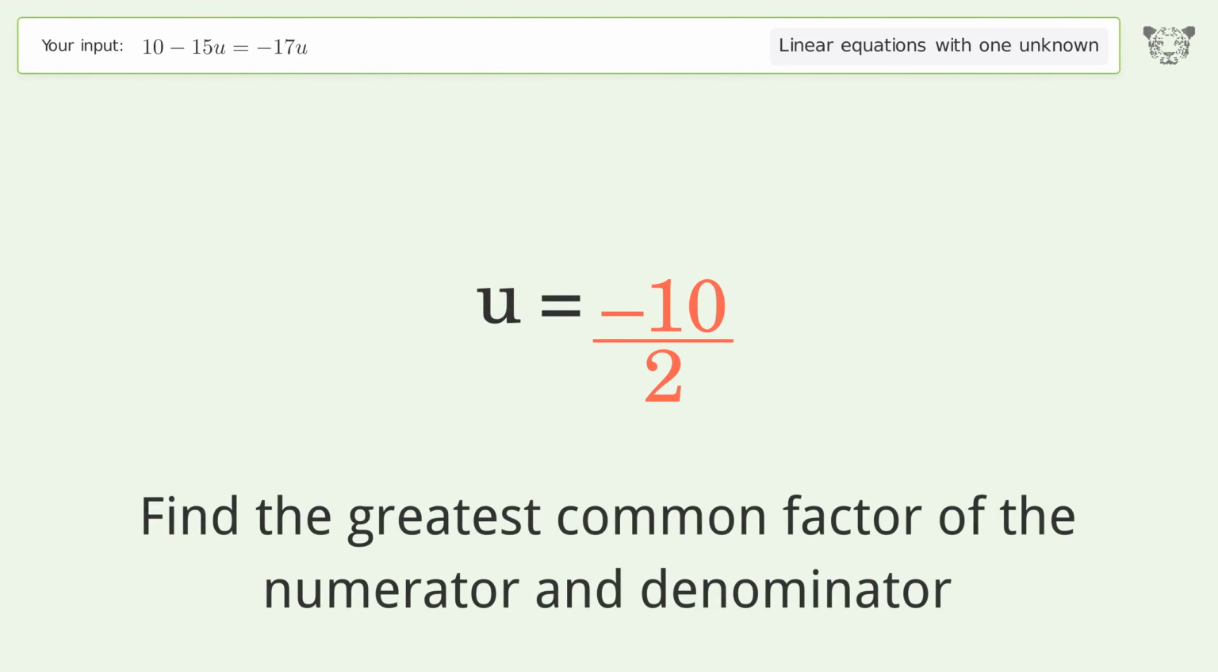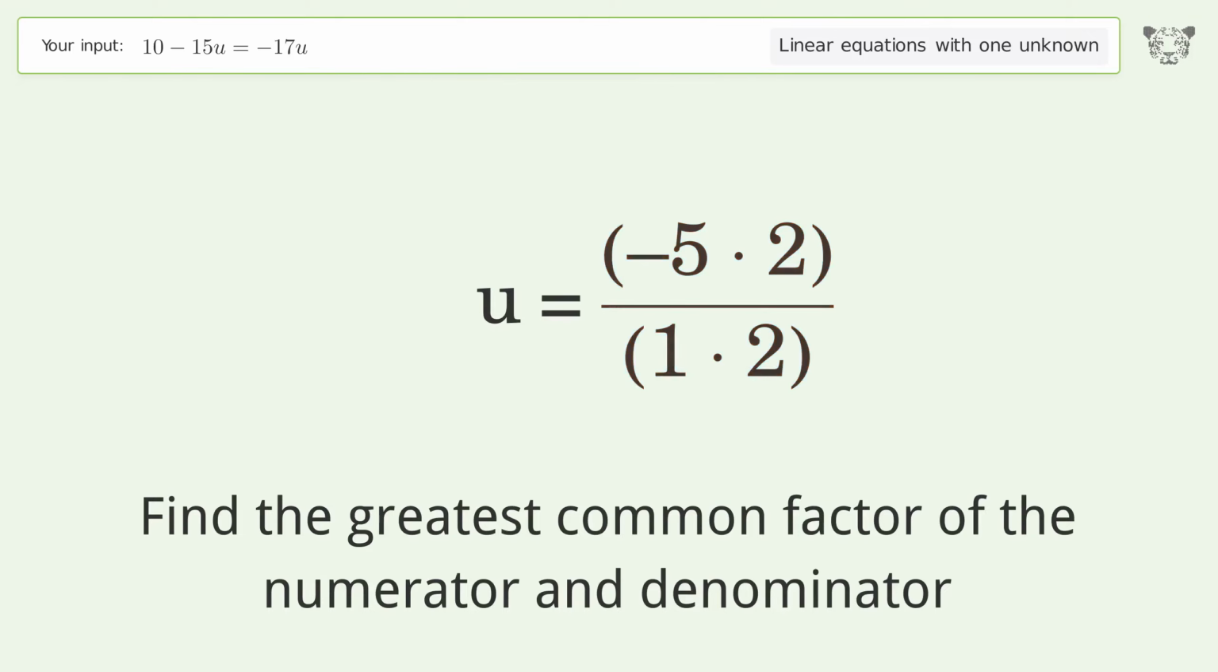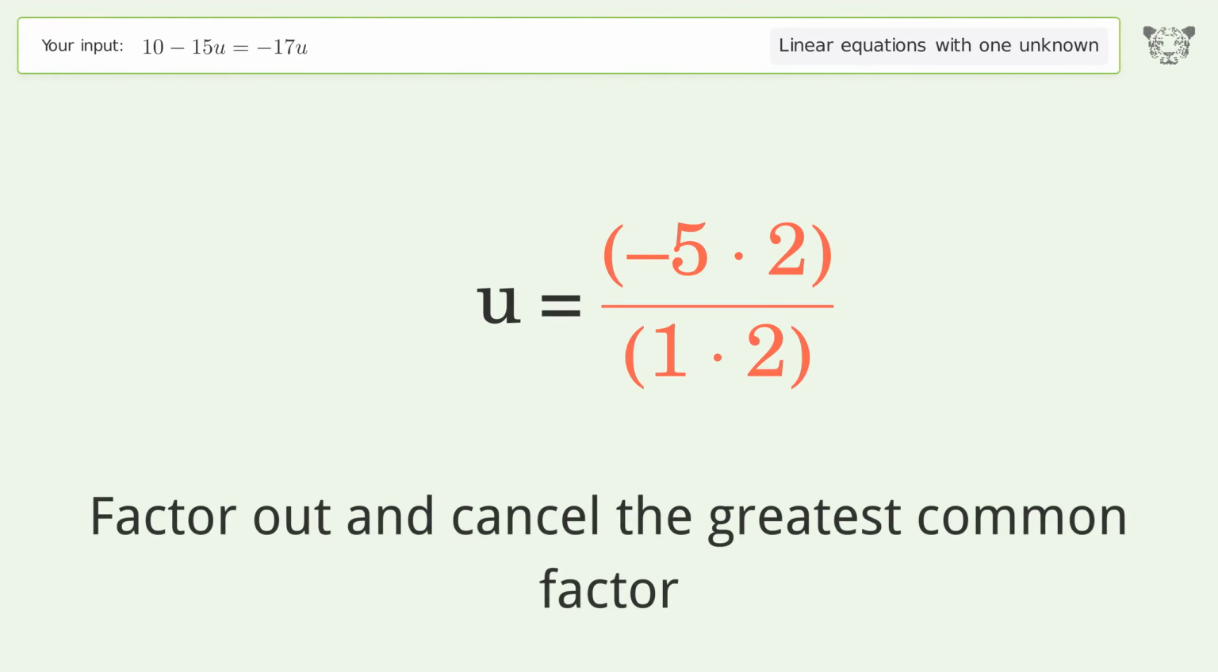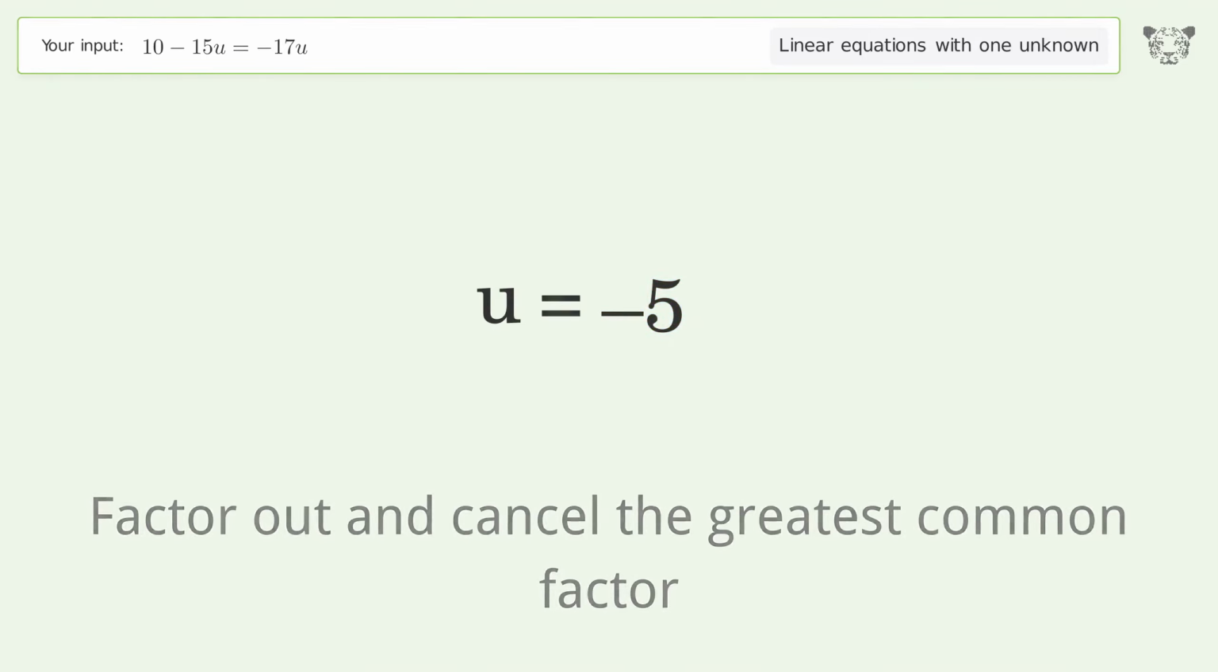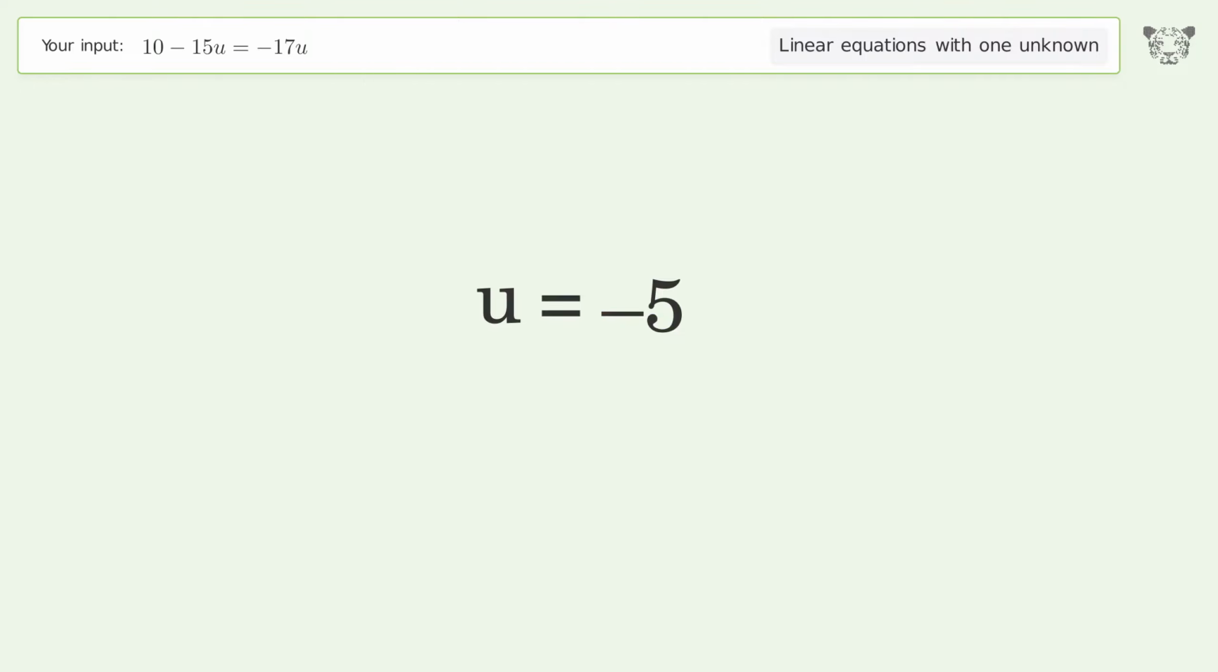Find the greatest common factor of the numerator and denominator. Factor out and cancel the greatest common factor. And so the final result is u equals -5.